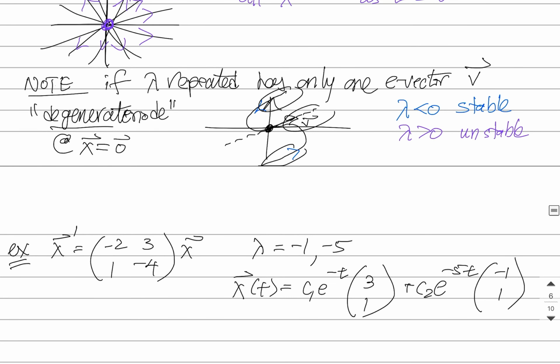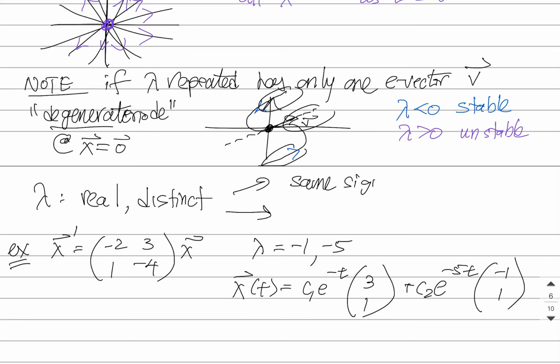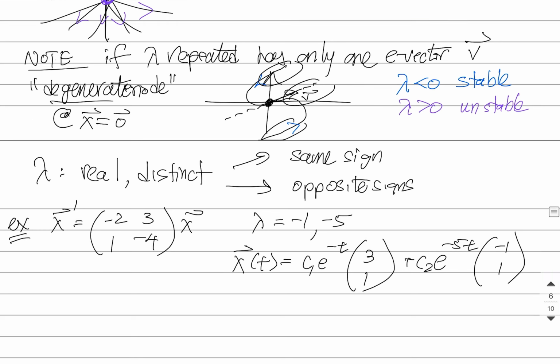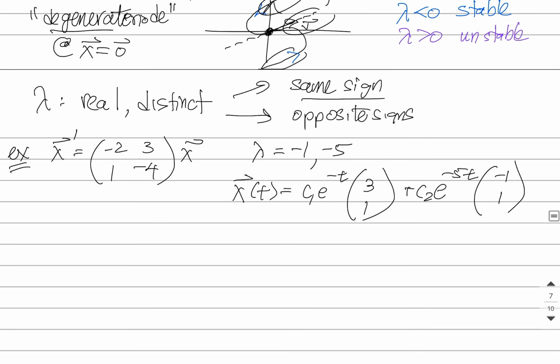Now, the final case here is when you've got these lambdas real and distinct. And there's two special situations we're going to worry about: if the lambdas have the same sign and if the lambdas have the opposite signs. Those are the two important situations. Now, in the case of same sign, we'll do this example first.